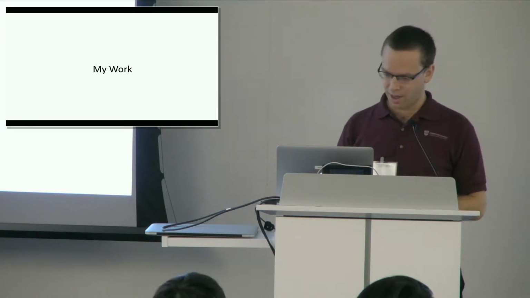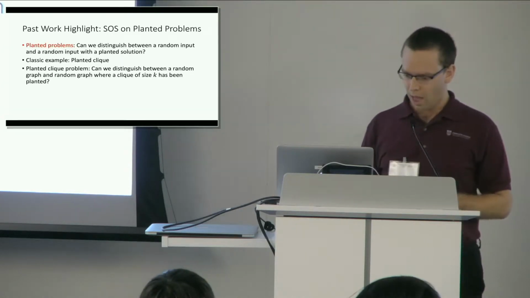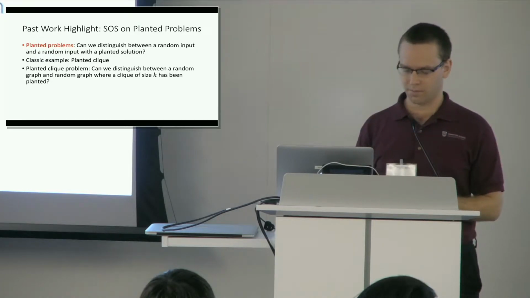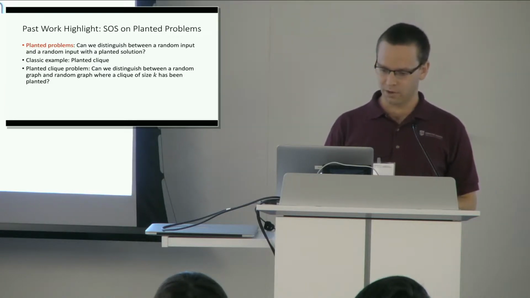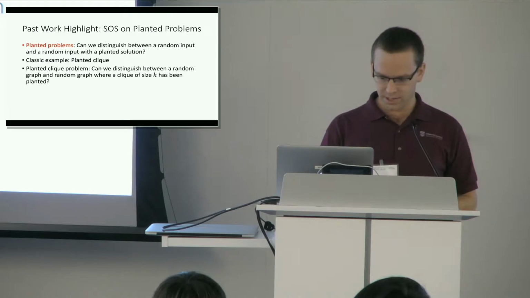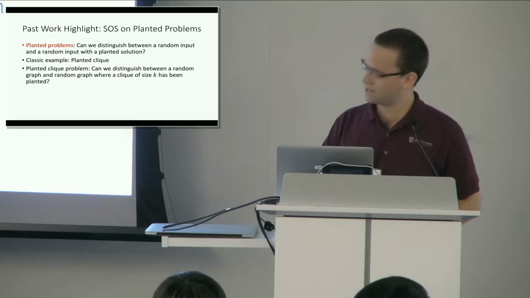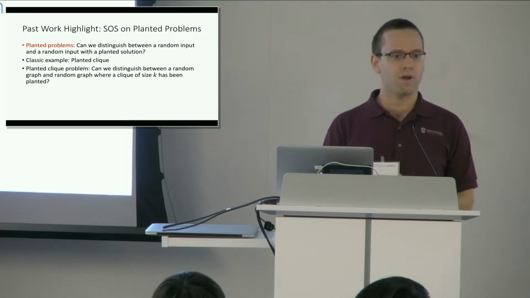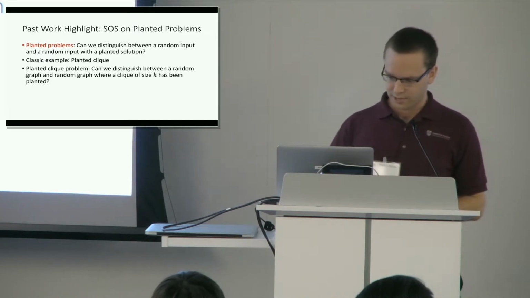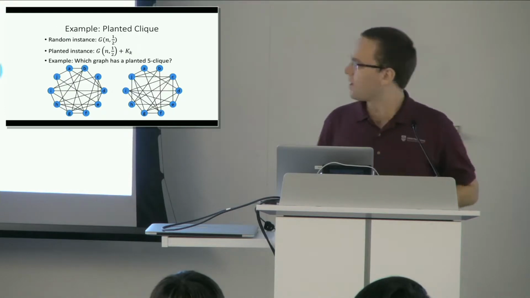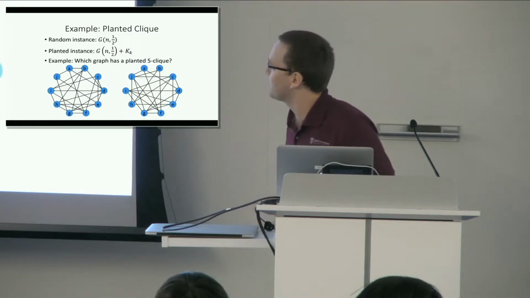So now I'll talk a little bit about some of my work. I highlighted my previous work, where I was looking at sum of squares on planted problems. In a planted problem, you're trying to distinguish between a random input and a random input with a planted solution. A classic example of this is the planted clique problem, where you're trying to distinguish between a random graph and a random graph where a clique of size k has been planted. So here's an example there. In one of these two graphs, I planted a 5 clique.